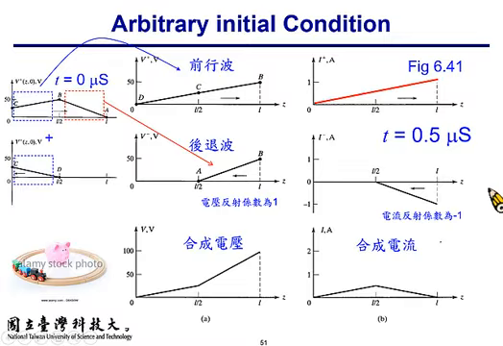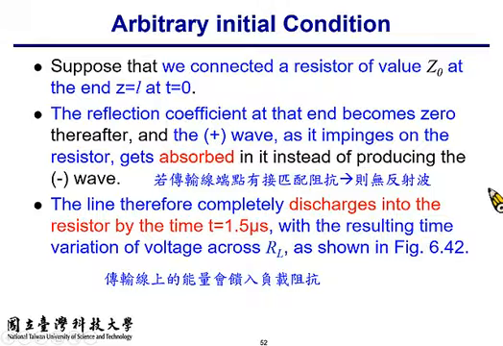So from this analysis you can see that the energy rolling around here is actually 1.5 microsecond long. So the time for complete discharge into the resistor is 1.5 microsecond, with the resulting time variation of the voltage across the load resistor as shown in the figure.